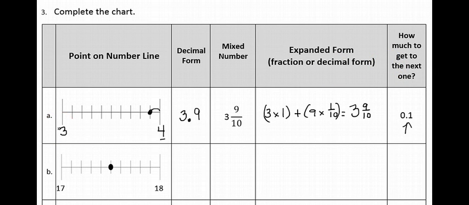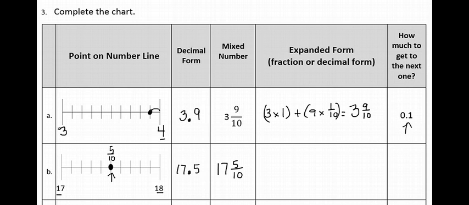Let's do one more problem. Here my number is in between 17 and 18. This whole unit has been divided into 10 equal pieces. My dot is in the halfway point, so that would be 5/10. So as a mixed number, I would represent that as 17 and 5/10. As a decimal, that would be 17 decimal point 5.